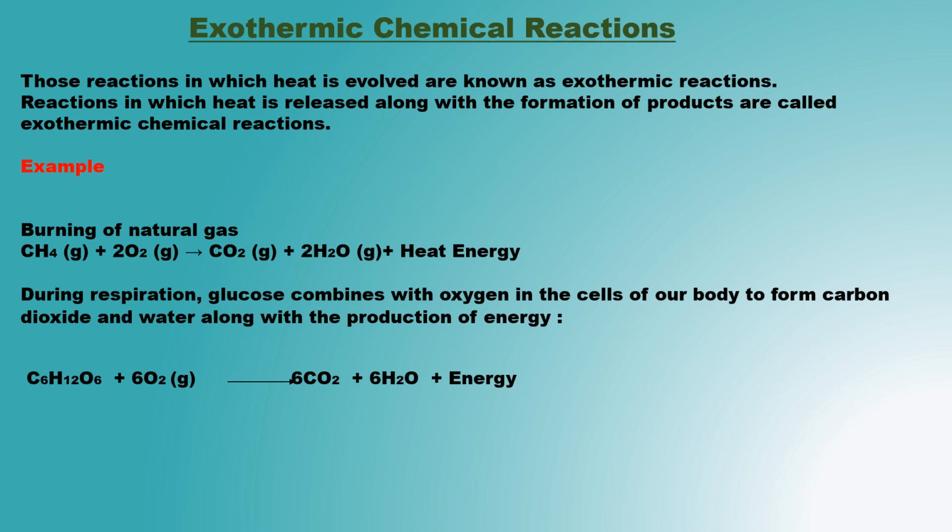During digestion, food is broken down into simpler substances. For example, rice, potatoes and bread contain carbohydrates. These carbohydrates are broken down to form glucose. This glucose combines with oxygen in the cells of our body and provides energy. The special name of this reaction is respiration. During respiration, glucose combines with oxygen in the cells of our body to form carbon dioxide and water along with the production of energy. C6H12O6 + 6O2 gives 6CO2 + 6H2O + energy.